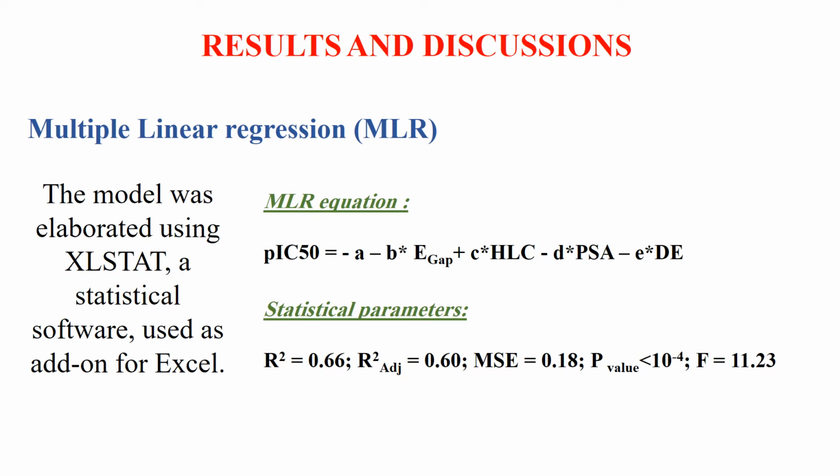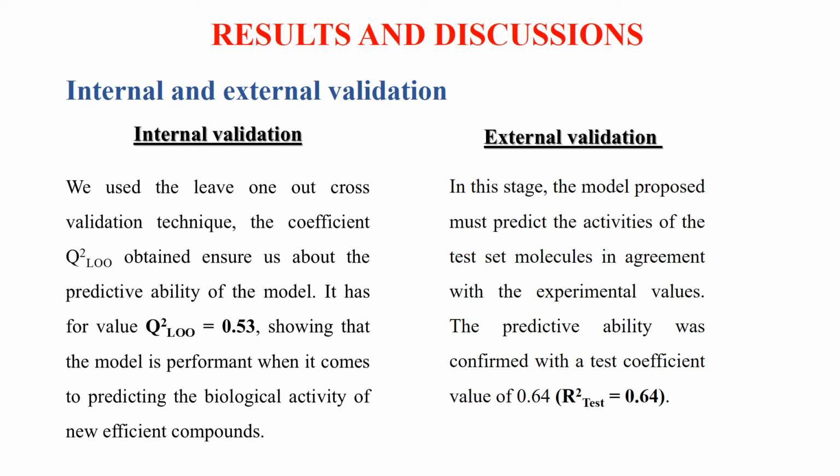Afterwards, the model was generated using XLStat, a statistical software that is used as an add-on for Excel. The best model was selected based on its statistical parameters that must be optimal. Unfortunately, the statistical parameters aren't enough to promote the model. It must be validated in two steps: the internal validation using the leave-one-out cross-validation method and the external validation using the test set that we mentioned previously. Obtained coefficients seem to be good enough to consider the model as robust and not a result of chance.